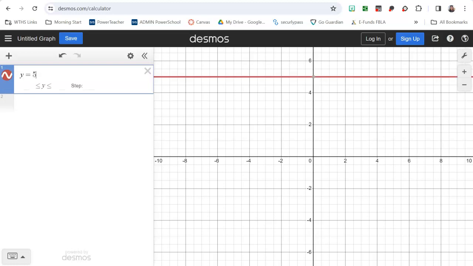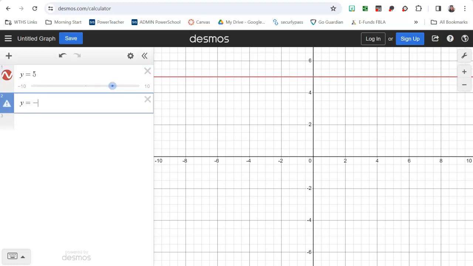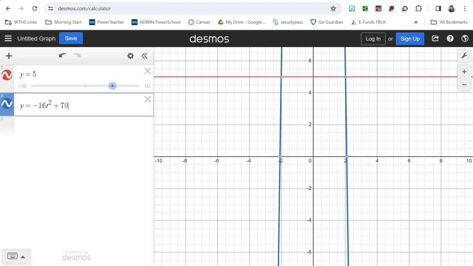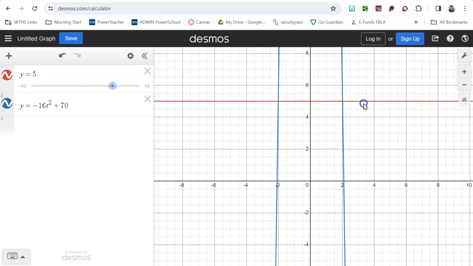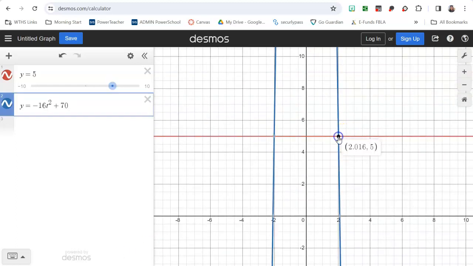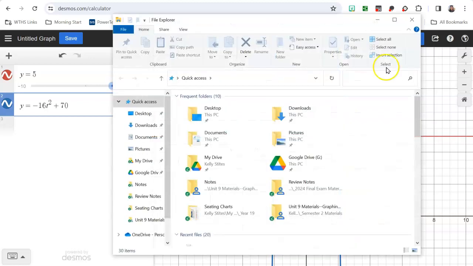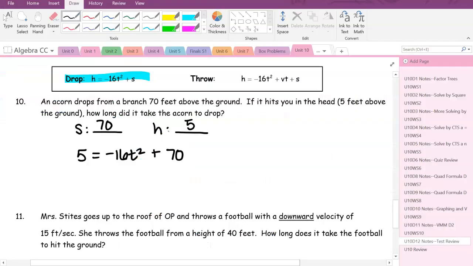When you're using Desmos, you type y equals 5, and y equals negative 16t squared plus 70. You could use x squared if you want. It doesn't matter. Desmos is not picky about that. Then we're looking for the intersection points. We can see that we have two, one at 2.02 and one at negative 2.02. But again, we always want the positive version because this represents time. So t is 2.02 seconds.